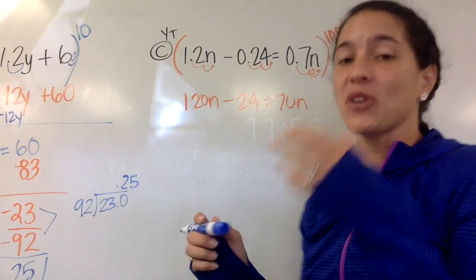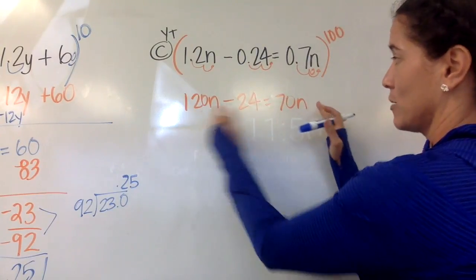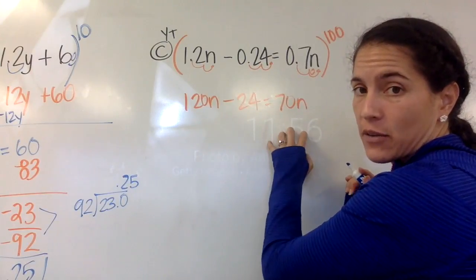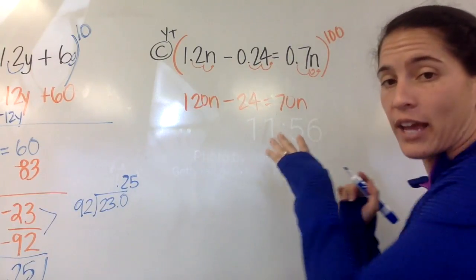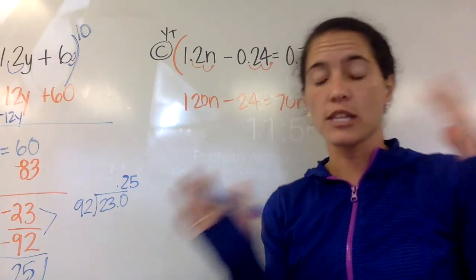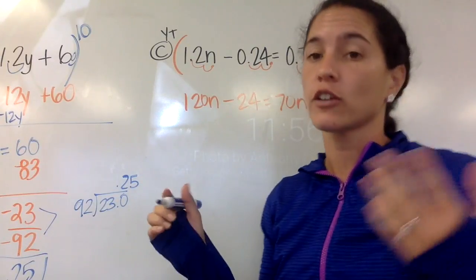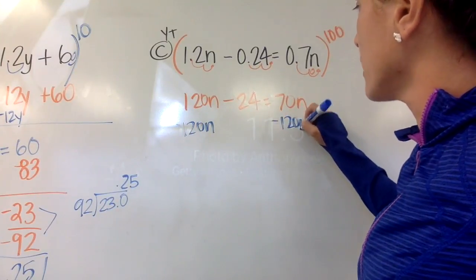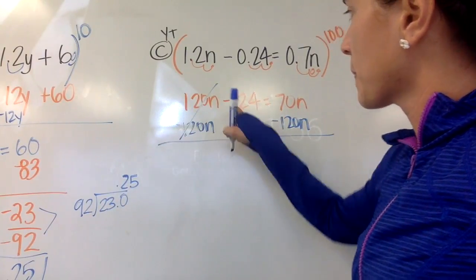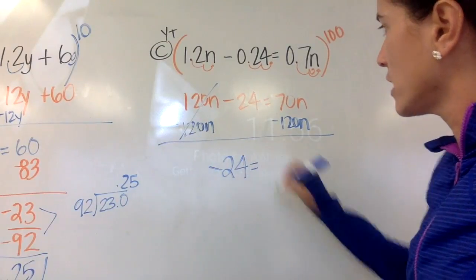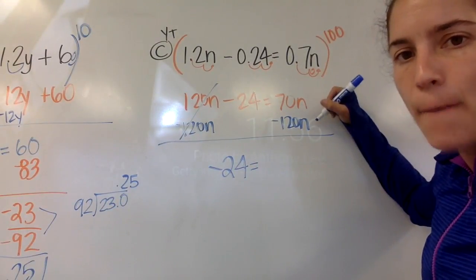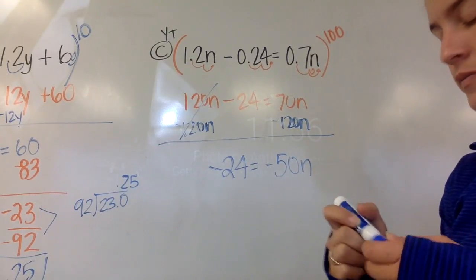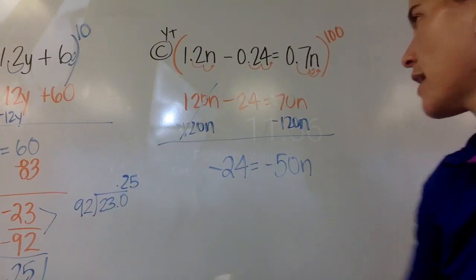Now, I have an equation with variables on both sides. Variable, variable, and the equals is in the middle. I can move this one over here, and then I would have 0, but I'm going to move it the other way. It doesn't matter if you move your variables to the left or right. You should get the same answer if you did it correctly. So I'm going to subtract 120n from both sides. Negative 24 equals 70 minus 120, which is a negative 50n. Because 70 minus 120 would be a negative 50.